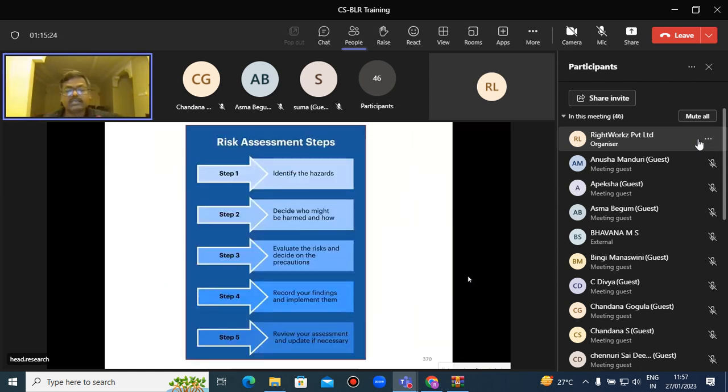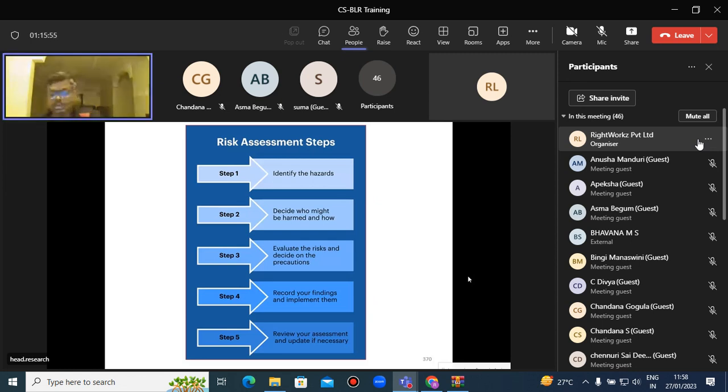Then see the 5-step risk assessment steps. Identify the hazards, decide who might be harmed and how, evaluate the risks and decide on the precautions, record your findings and implement them, then review your assessment and update if necessary. So these are the 5-step risk assessment steps we are following. Okay.